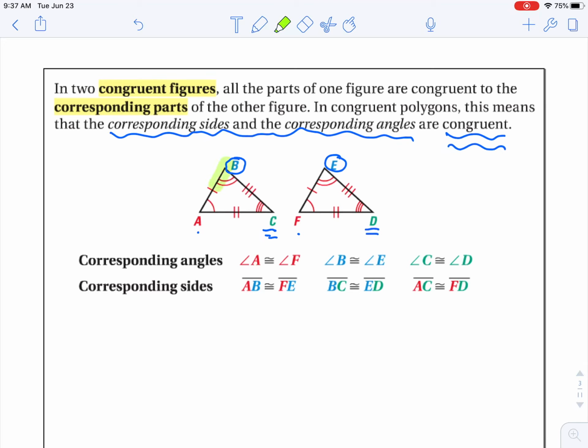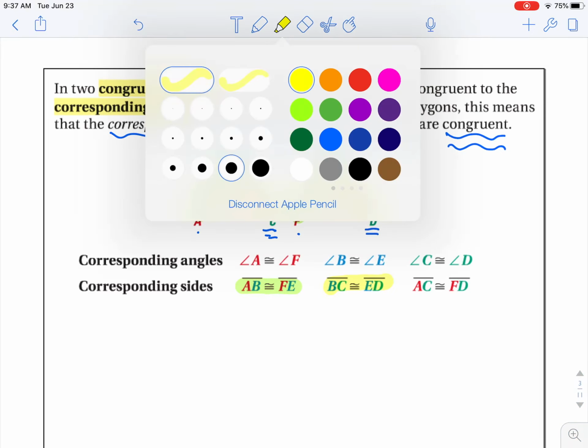Notice that side AB is marked with one tick mark, and it's the segment that is between the 1 and the 2 tick mark angle, and that is the same with EF. So we can say that side AB is congruent to side EF. Side BC is marked with 3 tick marks, and it's between the 2 and the 3 swoosh marked angles, and same with ED, so we can say that BC and ED are congruent.